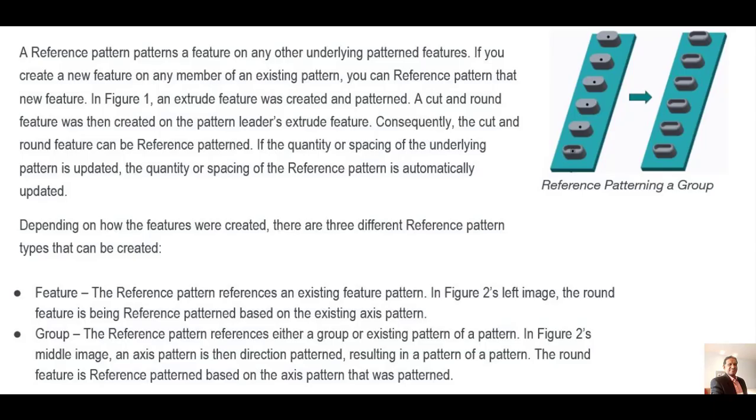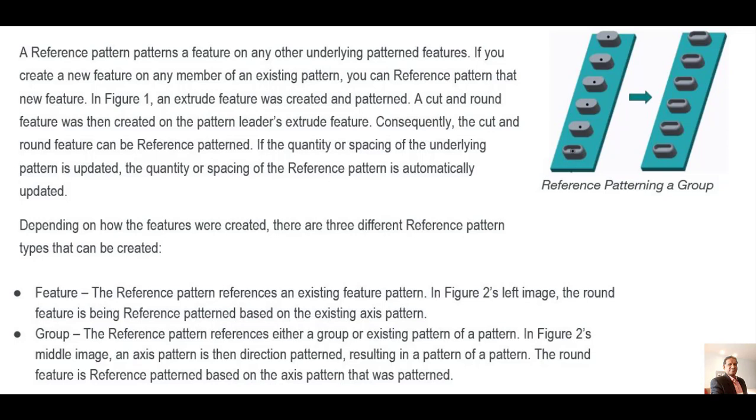Now let's create reference patterns of features. A reference pattern patterns a feature on any other underlying patterned features. If you create a new feature on any member of an existing pattern, you can reference pattern that new feature. For example, in figure 1, an extrude feature was created and patterned. Later, a cut and round feature was created on the pattern leader's extrude feature. Consequently, the cut and round feature can be reference patterned.